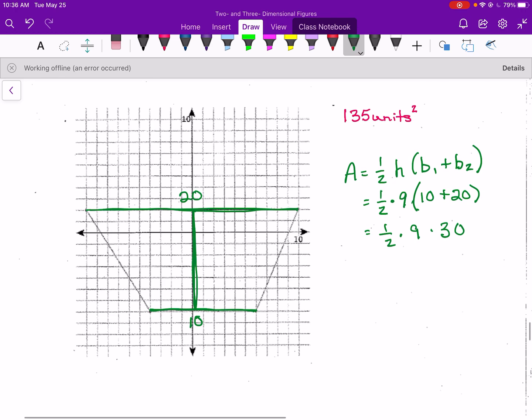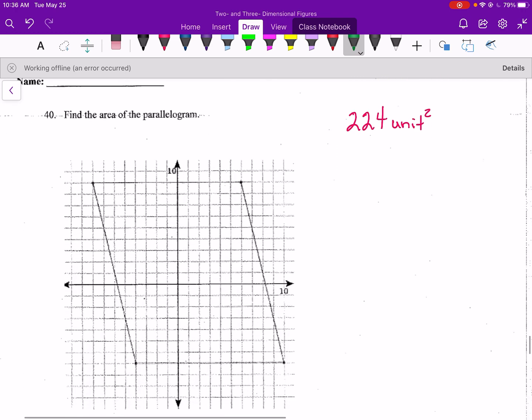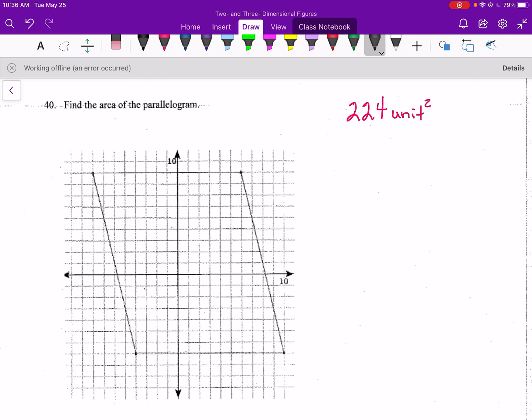Number 40 is a parallelogram. On your formula sheet, area of a parallelogram is base times height. You'll count that length to get the base. That's 14. You'll count the height, this length right here, to get the height. That's 16, and punch it in your calculator, and you get 224.